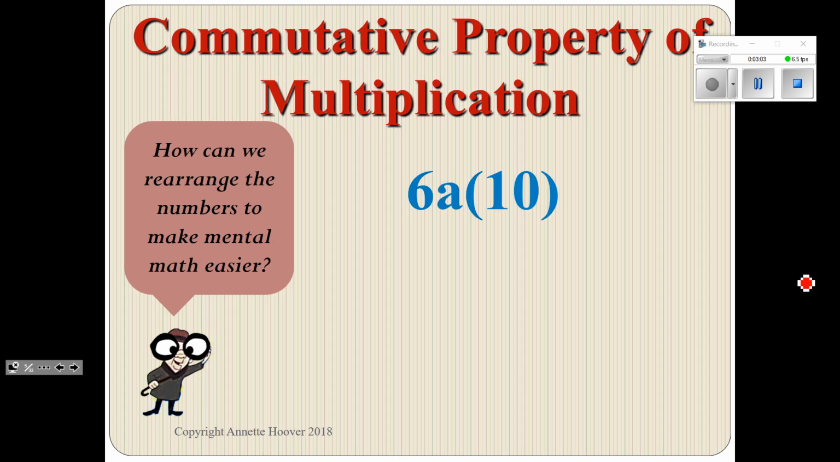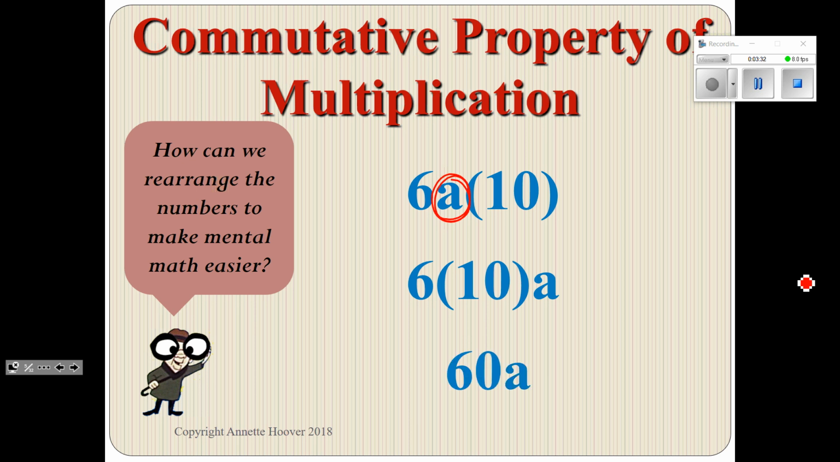Here's another example. Now this time we have a variable, an unknown number. Remember that a variable is just an unknown number that we're looking for. So that would be the same thing as having 6 times an unknown number times 10. And we just put a variable there to show that we're looking for that number. I can't multiply this unknown number by anything because I don't know what it is. So with commutative property, we can rearrange it. I can do 6 times 10, which is 60. And I still don't know what a is, so it's 60a.